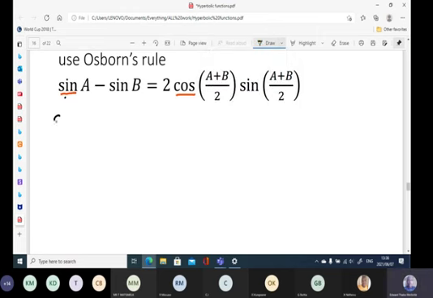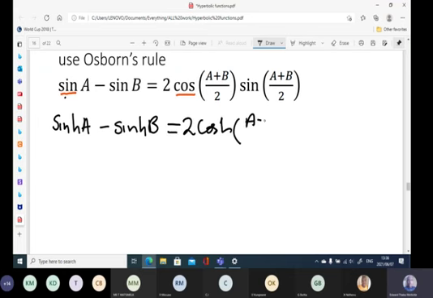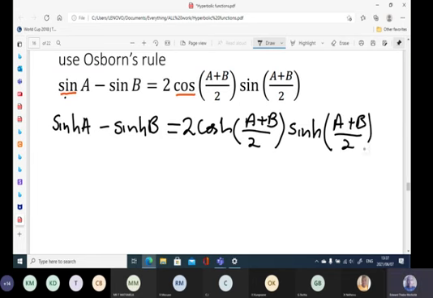This one is going to be sinh A minus sinh B equals 2 cosh of (A plus B) over 2 sinh of (A minus B) over 2. So here is straightforward. There's nothing that you must do. You just replace sine with sinh and cos with cosh. Okay. I hope this one is okay.